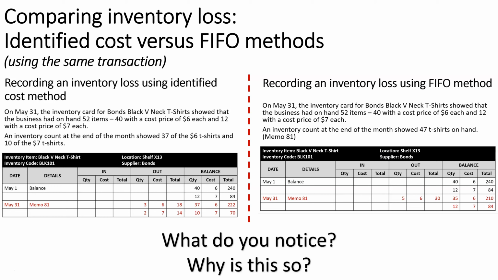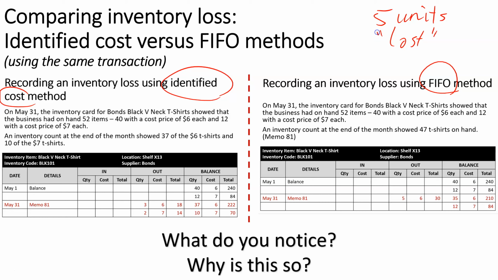So what we've got here is inventory loss, and on the left hand side we've got identified cost, and on the right we've got the FIFO method. Both have an inventory loss of 5 units. So there's 5 units that have been lost in both. But what you'll notice is there's a difference in how we have recorded these. So you might want to pause the video now to look at what the differences are and think about why this might be the case.